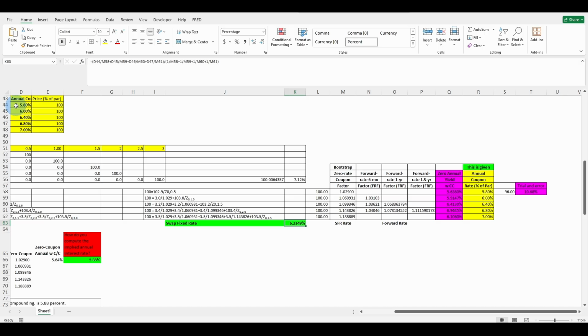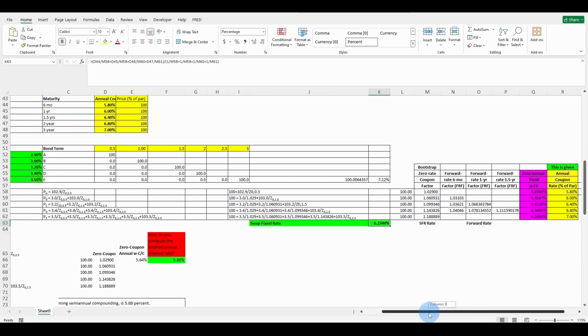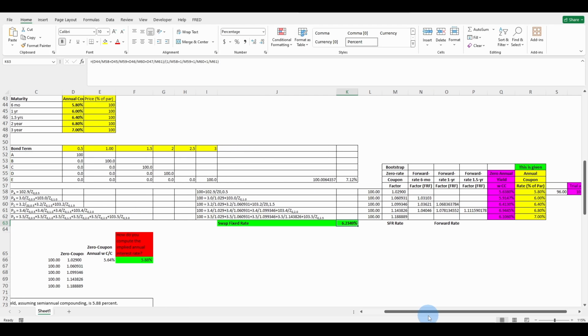We're going to take this D44 minus M58, which is going to be your coupon, this bootstrap, plus D45. We're going to go down here, and all we're going to do is plug and chug in order to come up with this swap. So this swap should be priced at 6.2349.